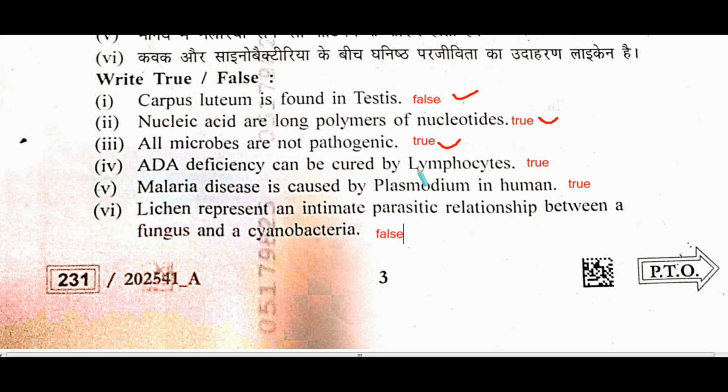Deficiency can be cured by lymphocytes. True. Malaria disease is caused by Plasmodium in humans. True. Lichen represents an intimate parasitic relationship between the fungus and cyanobacteria. False. It is not a parasitic relationship, it is a mutualistic relationship, so it is false.